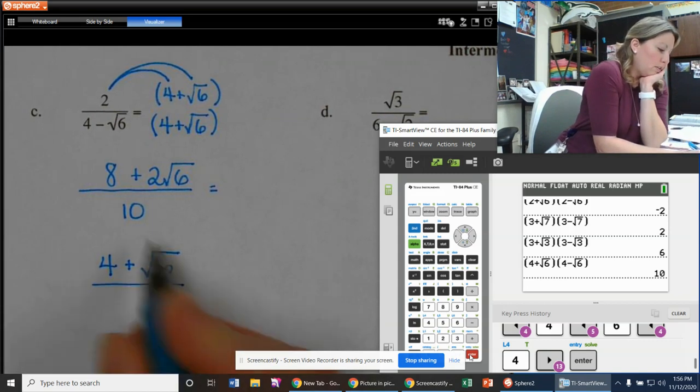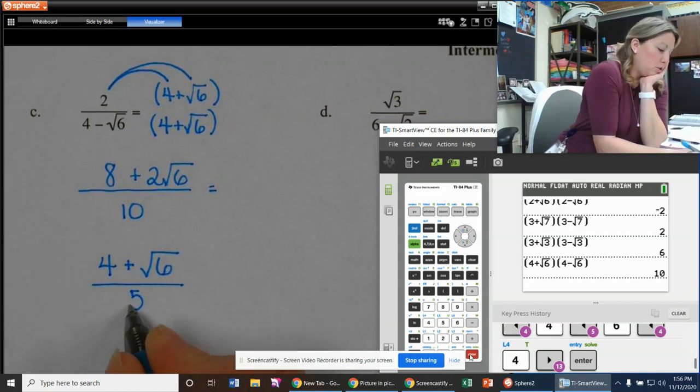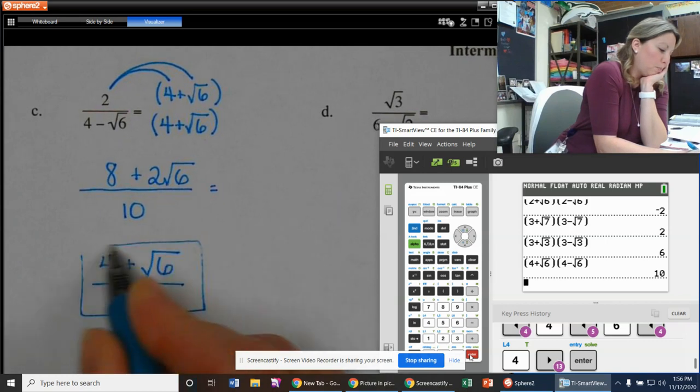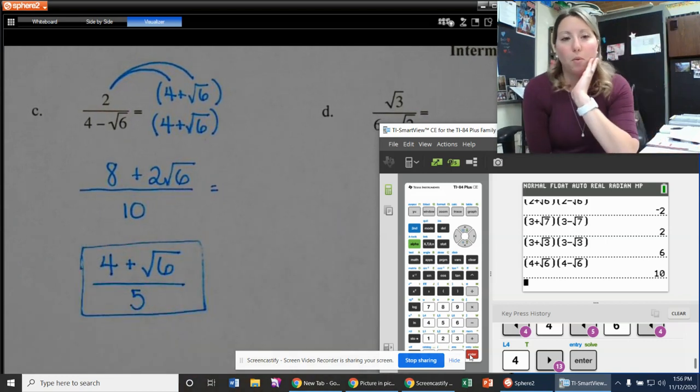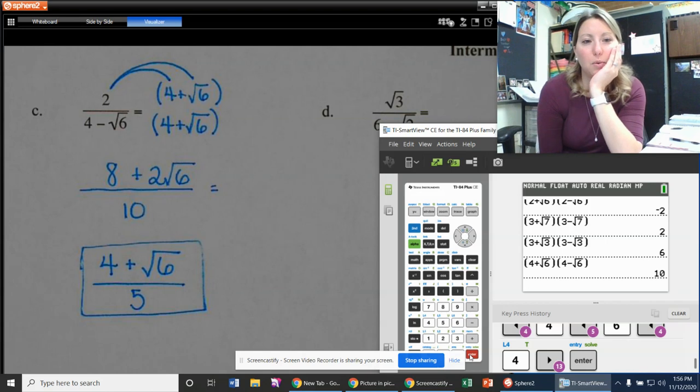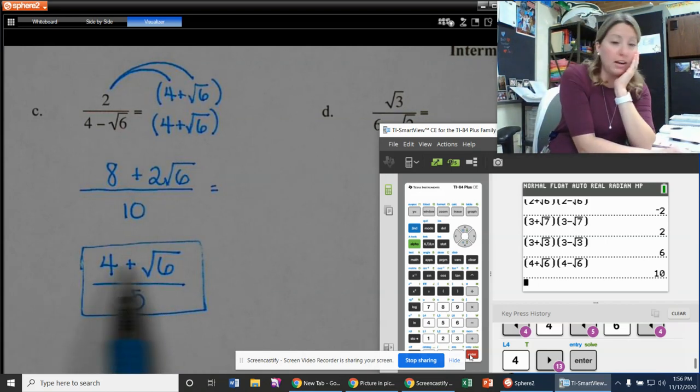And then, of course, 10 divided by 2 is 5 for the bottom. I was jumping ahead mentally. There we go. That's our final answer. Remember, these cannot add any further.